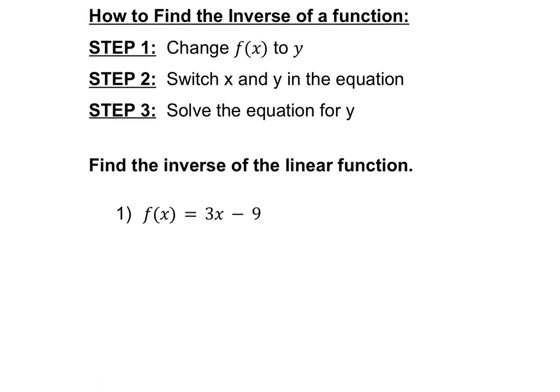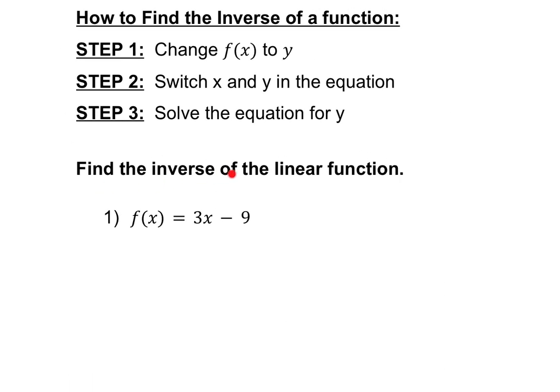So for this guy, I'll try and keep the instructions in line. Find the inverse of a linear function. So we have f of x equals 3x minus 9. So step 1, we write y for our f of x. Okay, that's the only thing that changes. Step 2, now we switch places. X goes here, y goes here. Nothing else changed. Still the 3 is there, still the minus 9 is there, okay?